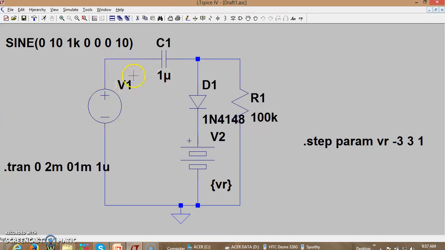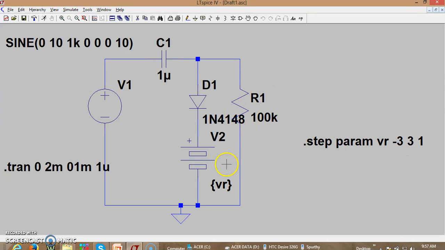Yeah, this is a circuit diagram to analyze the clamping circuit operation for different reference voltages. So this is the reference voltage, and we have a clamping circuit. The diode direction is P connected to the capacitor and the N is connected to ground, of course through a reference voltage, and we have a resistor of 100k.